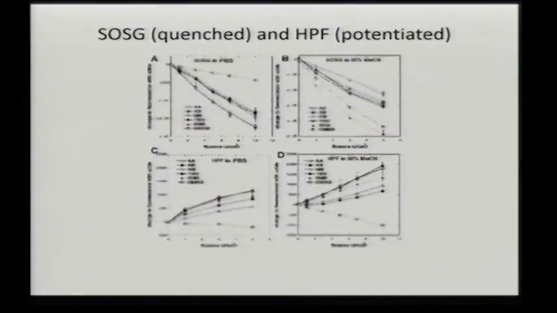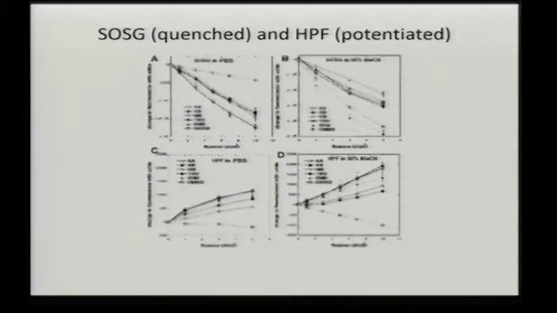Turns out that with probes, with the singlet oxygen sensor green, there was inhibition in all cases, as you might expect. It's detecting singlet oxygen. It's well known that azide quenches singlet oxygen. So as you'd expect with the singlet oxygen sensor green, in every case there was quenching.